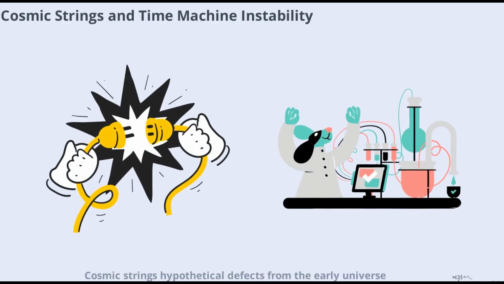Cosmic strings, hypothetical defects from the early universe, have been proposed as another way to create CTCs. In theory, two rapidly moving cosmic strings could form a Gott time machine. However, even a single photon can destabilize this setup, causing the CTC to vanish. The omnipresence of cosmic microwave background photons in our universe makes such time machines inherently unstable, supporting the idea that nature protects causality through instability.